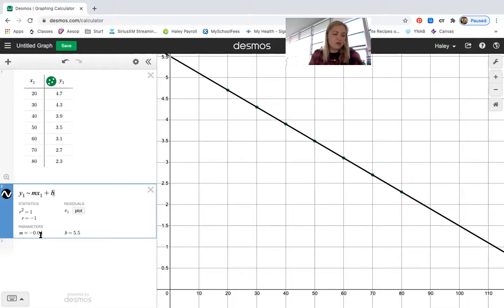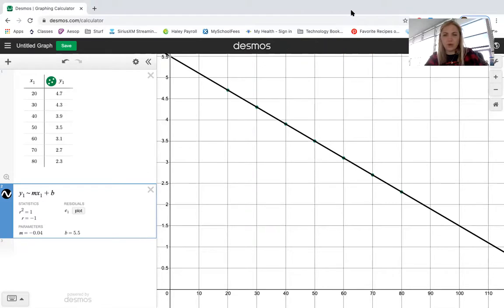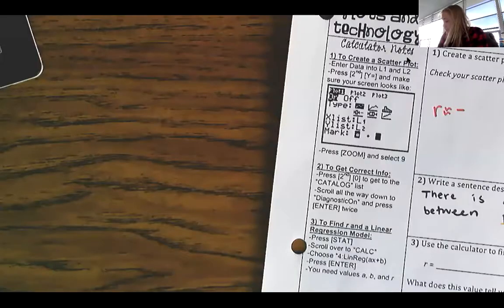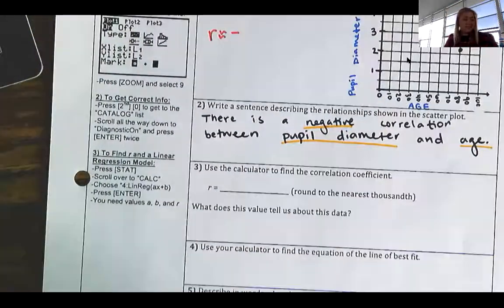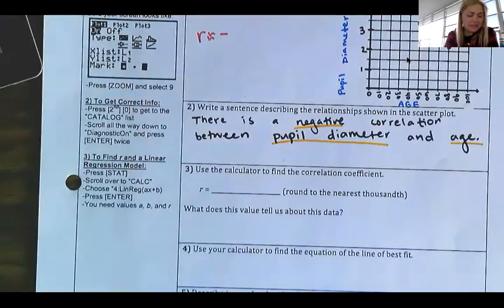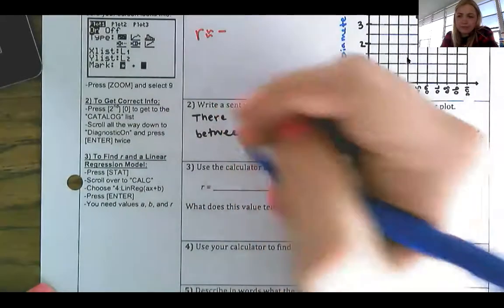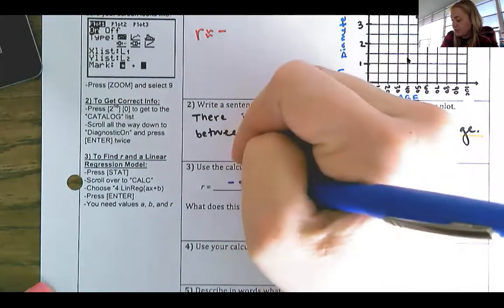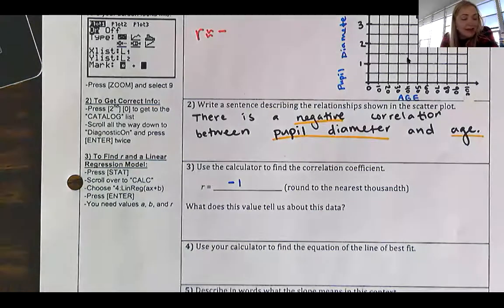Now I would like to keep this all in mind, and let me pause this really quick. Okay, so we are going to put our correlation coefficient in there. It says round to the nearest hundredth, or 1,000th. That would be 3 spaces after the decimal. But as you notice, we didn't have to round on that one because our R in our Desmos.com calculation was -1. So what does that value tell us about the data?